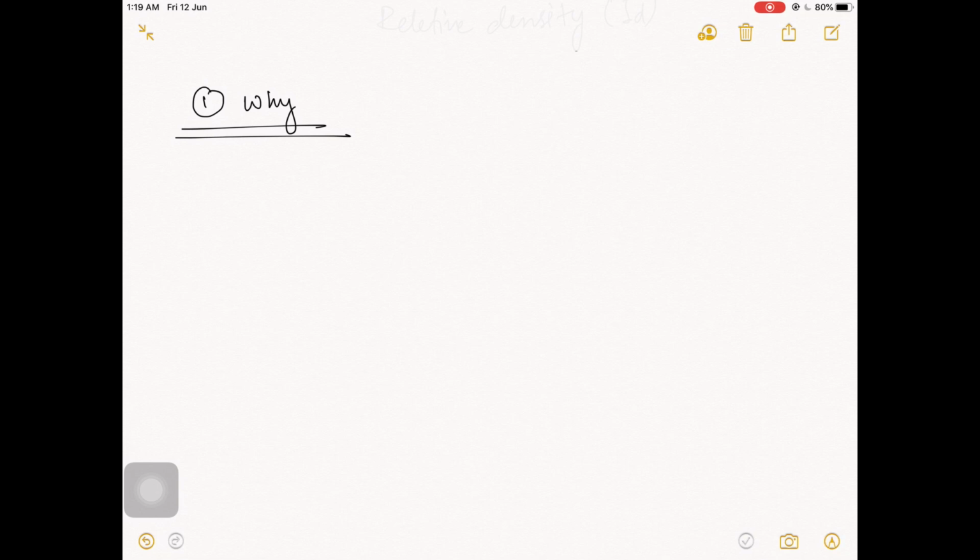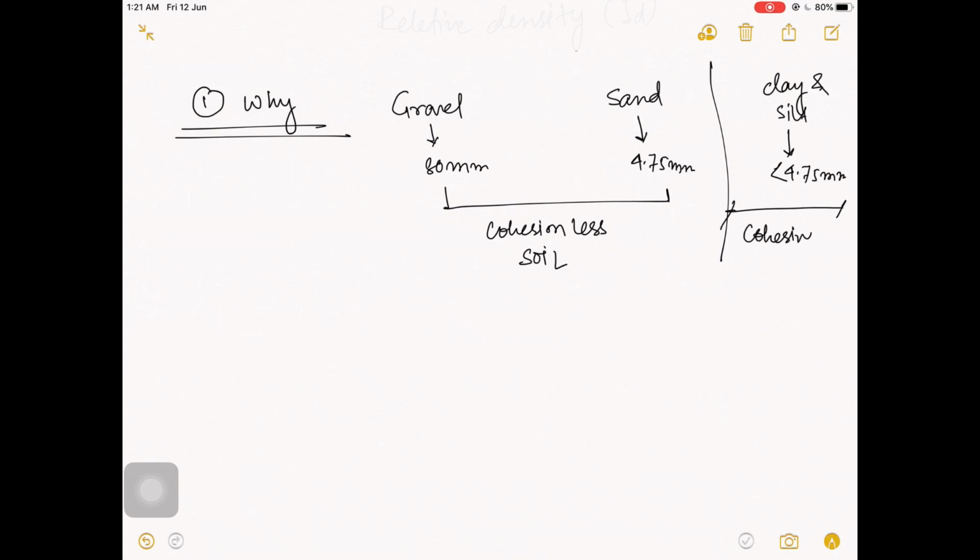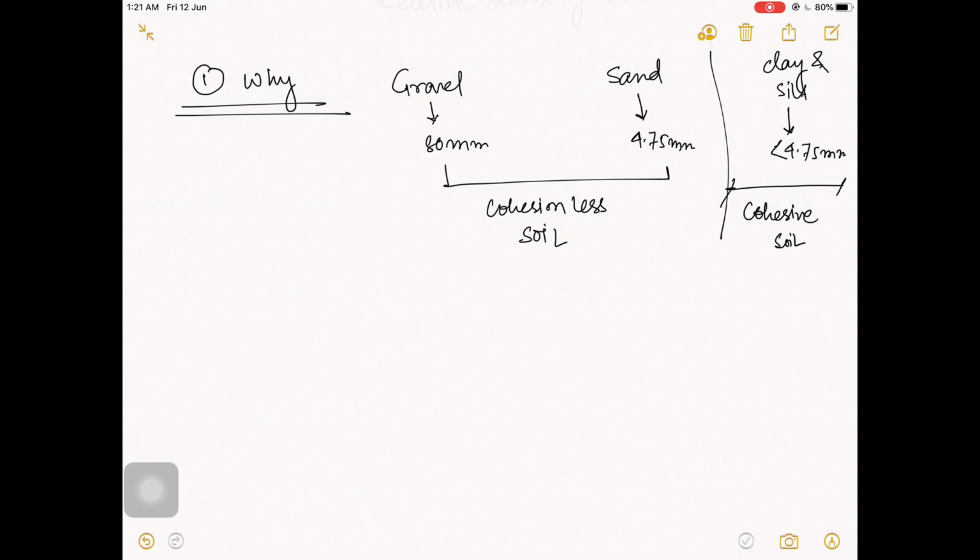We know the range of soil particles. First comes gravel, then sand, and then clay and silt. Gravel is up to 80 mm, sand 4.75 mm, and clay less than 4.75 mm. Gravel and sand are cohesionless soil. Clay and silt are cohesive soil. Practically, you can say the size of a cohesionless particle is much bigger than the size of a cohesive soil particle.